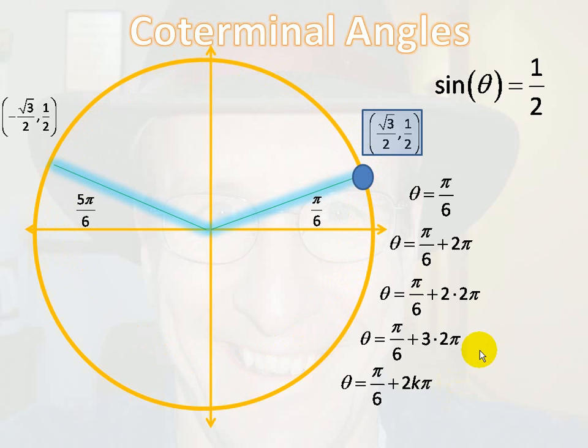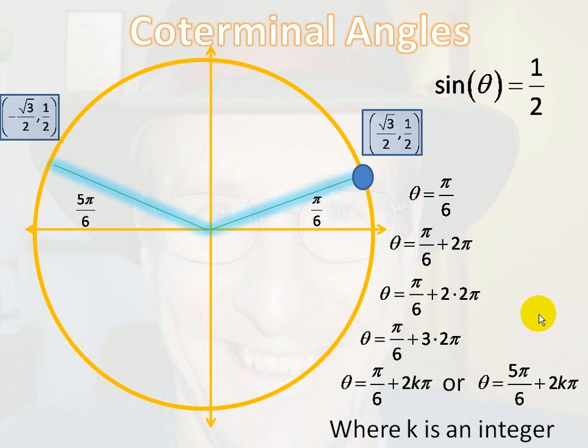So what we could do is just say, well, theta equals pi over 6 plus 2k pi, and identify k as just an integer. We can do the same thing for 5 pi over 6. So we could say, okay, the solution in general is going to be pi over 6 plus 2k pi, or 5 pi over 6 plus 2k pi, where k is an integer. And that's how we would write our final solution.